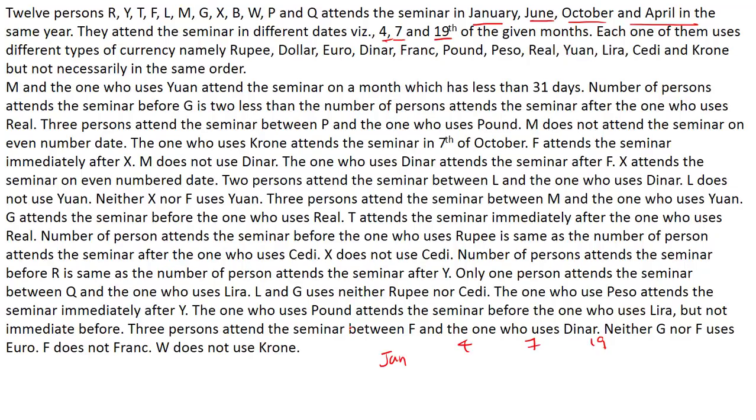Again, the next month is April. In April also 4th, 7th and 19th, these 3 dates should be there. On those 3 dates, 3 persons should be attending the seminar. I hope you got it.